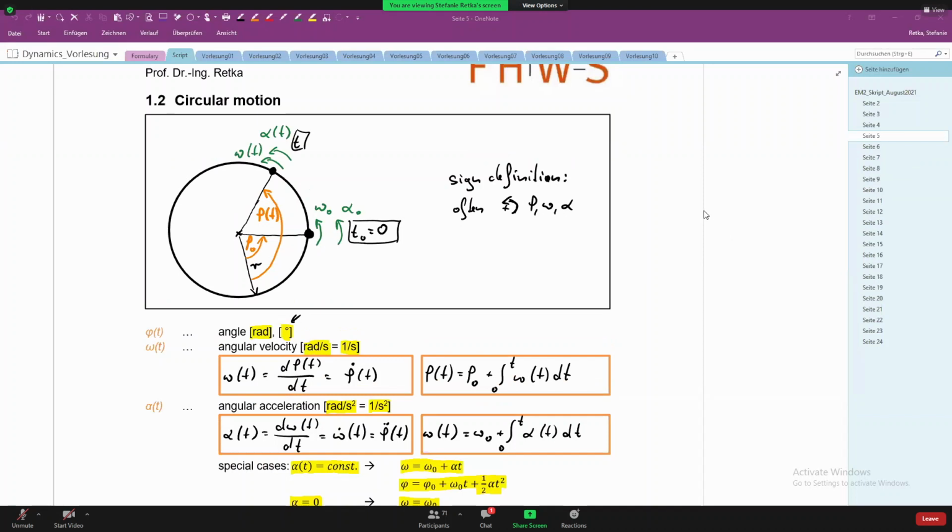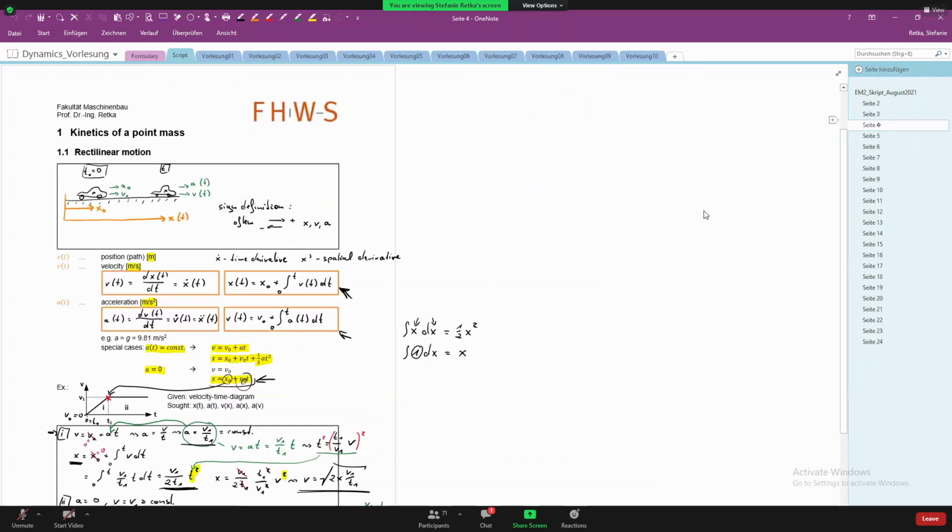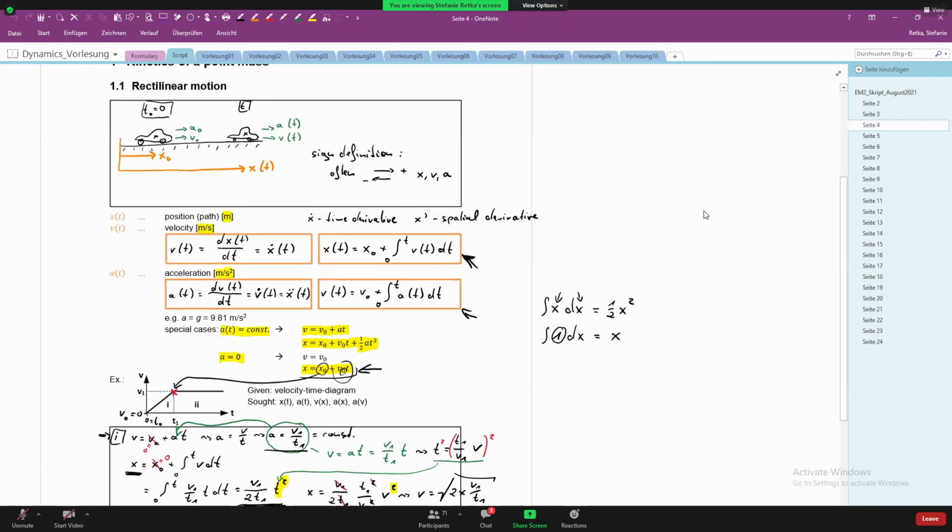Okay, so what did we do so far? We started talking about kinetics of a point mass, and the simplest form of motion, the rectilinear motion. So we said, okay, we need three variables to describe a rectilinear motion: the position, velocity, and acceleration. And we discussed how to compute these three variables and how they depend on each other.